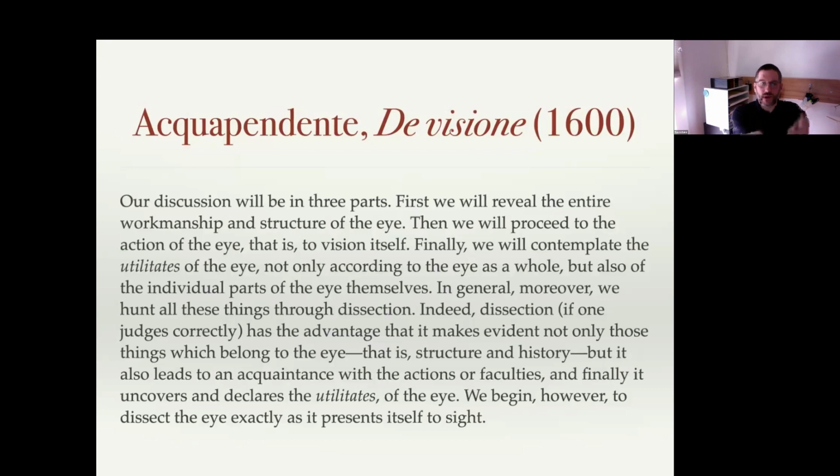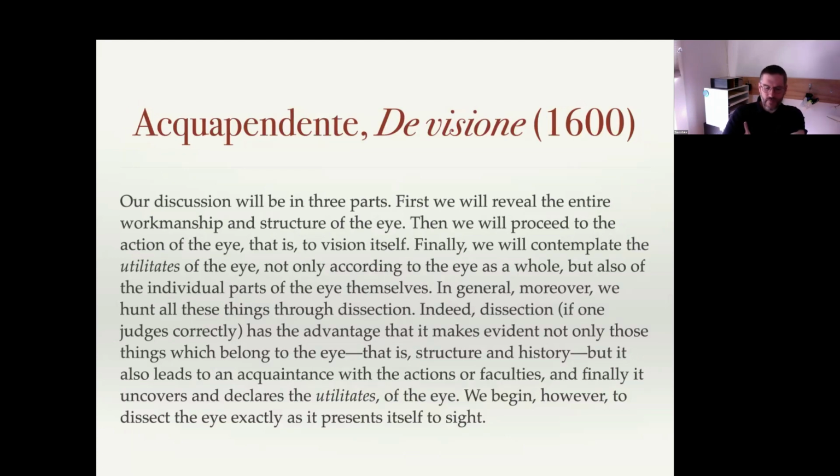So we move to Acquaviente, who was perhaps the most famous anatomist of his day, a surgeon, physician, and anatomist at the University of Padua, the most famous and renowned medical school in Europe at the time.